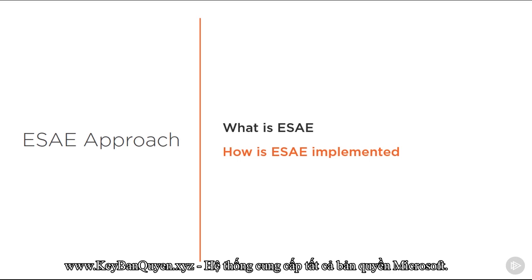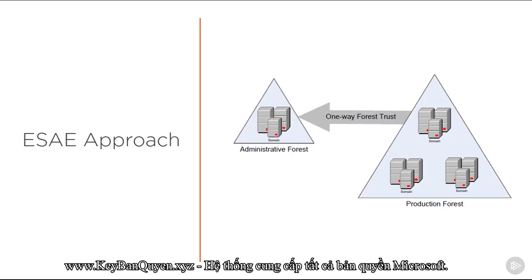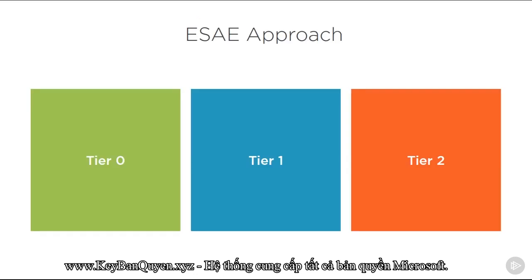So we're going to demonstrate this in an upcoming video, but let's continue on with the ESAE approach. What we'll do in our production forest is we'll create a one-way forest trust. And that will allow the administrative forest to just get in to the production forest just long enough to do the work. The ESAE approach includes a tiered environment, tier 0, 1, and 2. You don't have to do this approach, but you can in order to allow administrators to only have specific access as they need it.